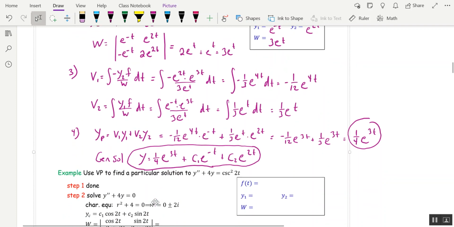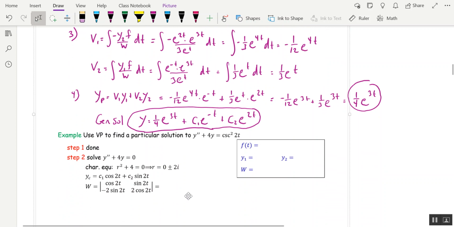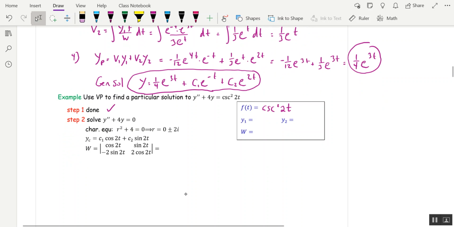Let's do another one. I've picked ones where the integration might bother you a bit. So this one, step 1 is already done. Coefficient of y double prime is 1, so we can go ahead and copy down what f of t is. It's cosecant squared of 2t. My y1 and y2 will depend on my solution to solving the associated homogeneous differential equation. The characteristic equation is r squared plus 4, so I have complex roots, 0 plus or minus 2i.